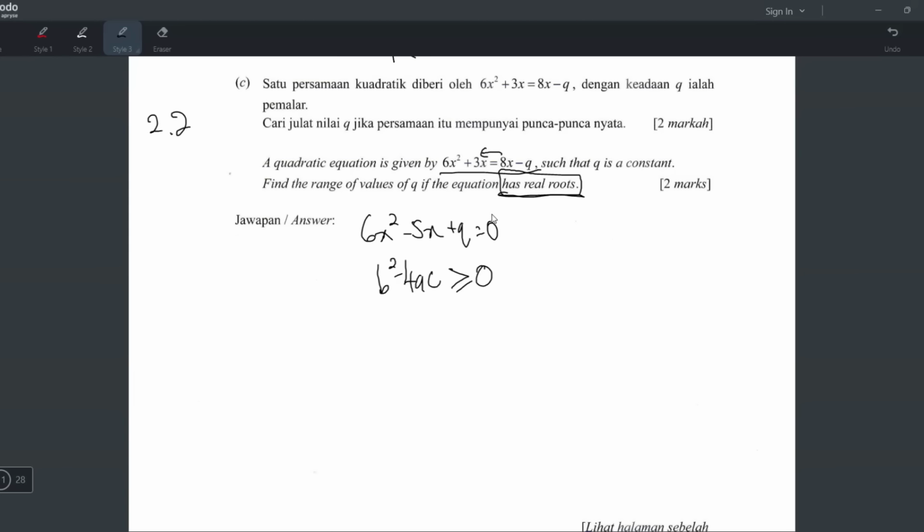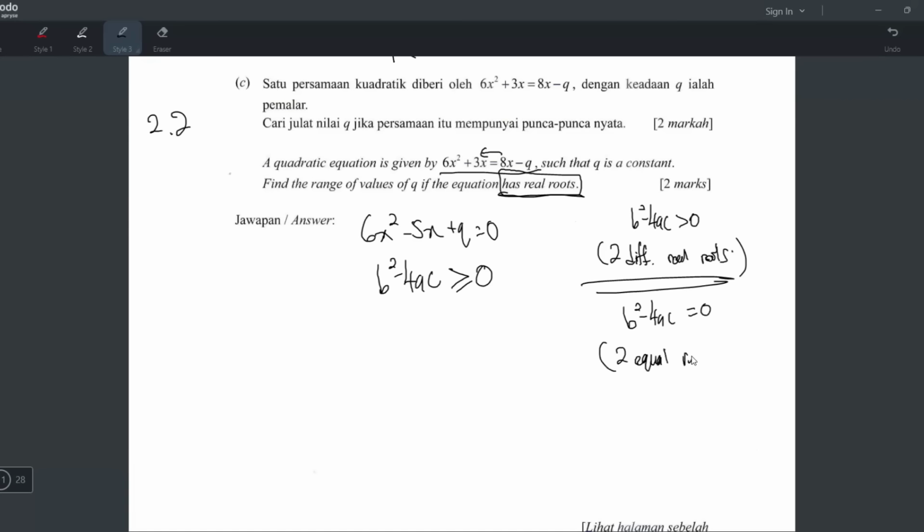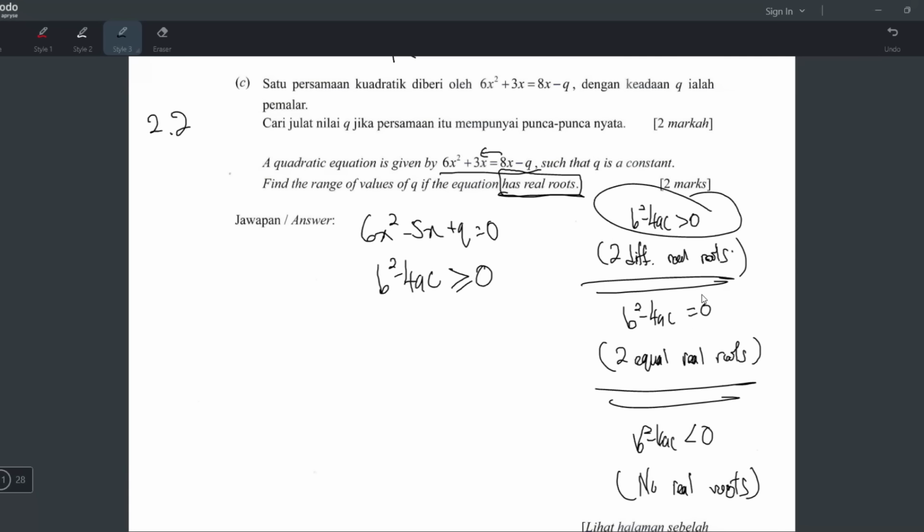Why bigger equals? Because when it's bigger than 0, we say it has 2 different real roots. When b squared minus 4ac equals 0, we say it has 2 equal real roots. And when b squared minus 4ac is smaller than 0, we say it has no real roots, or you can say imaginary roots, right? But this question says has real roots. So it could be 2 different real roots, it could be 2 equal real roots. We don't know. They never say it's 2 different or 2 equal. That's why we have to combine this and this. So bigger and equal, when you combine, becomes bigger equals.